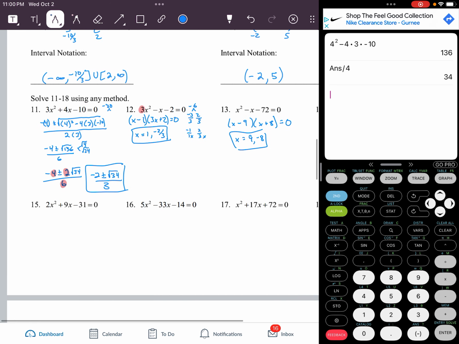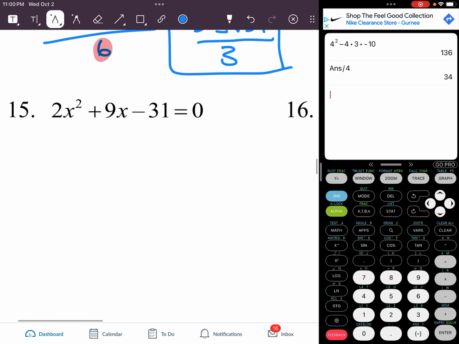All right, number 15. 2 times negative 31 is negative 62. Let's put that in the calculator, see what we get. Negative 62 divided by... actually, you know what? There are no other factors because 31 is a prime number and so is 2, which means there are no other factors for 62 besides 2 and 31. So this is not factorable either, so I want to put this in the quadratic formula.